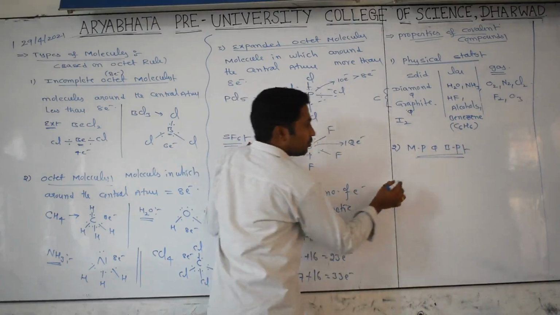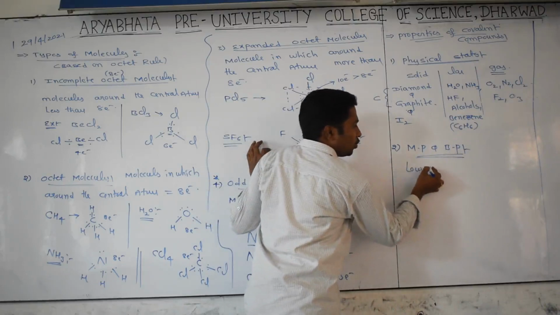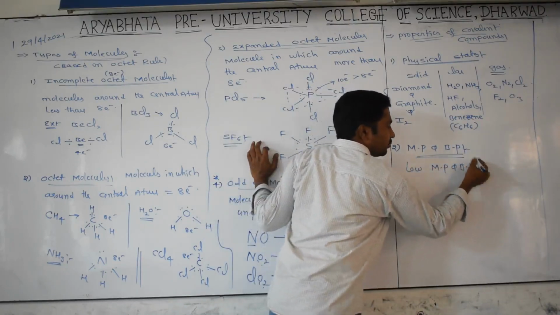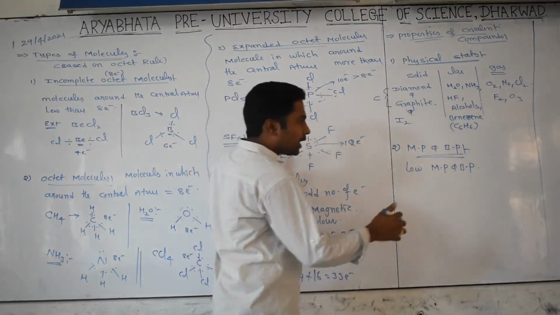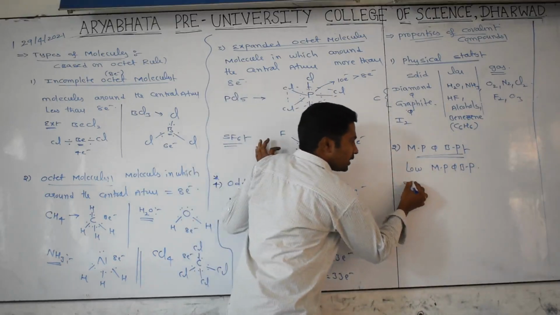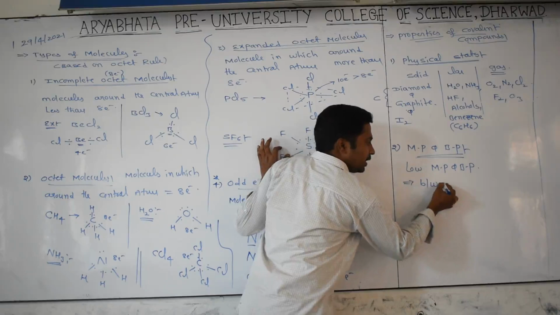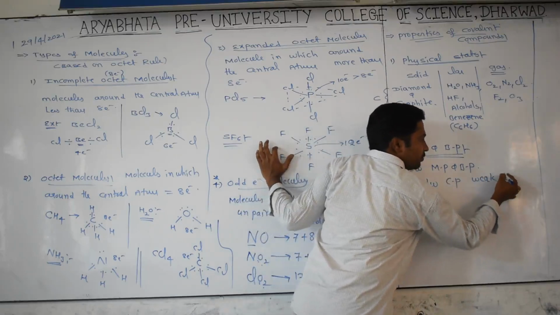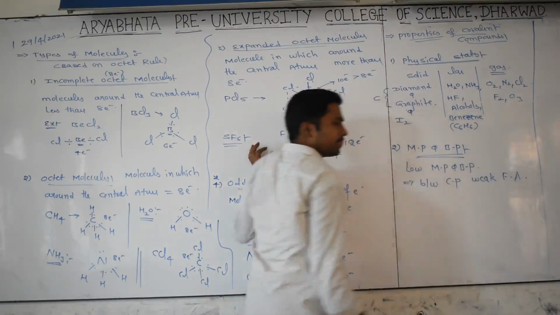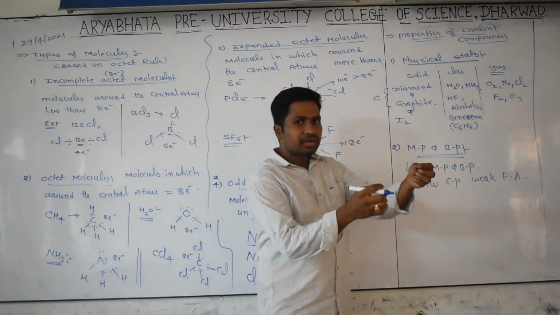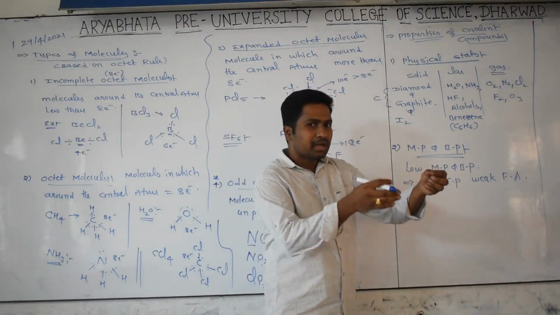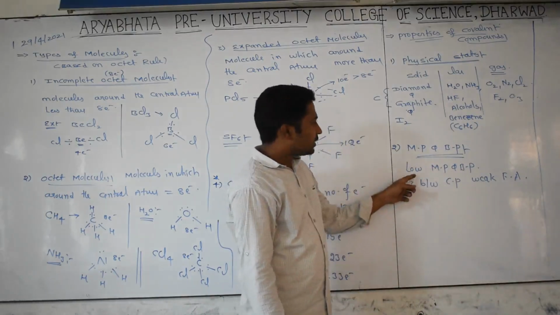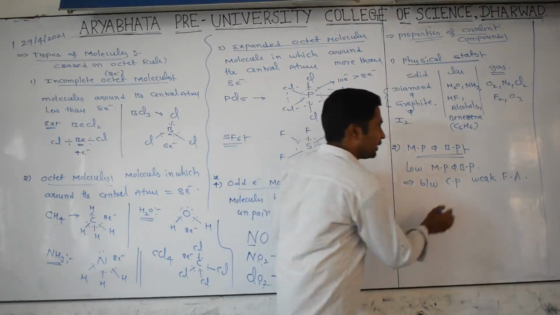These covalent compounds have a low melting point and boiling point. Sir, why is it like this? Because in covalent compounds, between the constituent particles we have a weak force of attraction. Because of the weak force of attraction between the constituent particles, the energy required to break them is less. That's why they have low melting and boiling points.